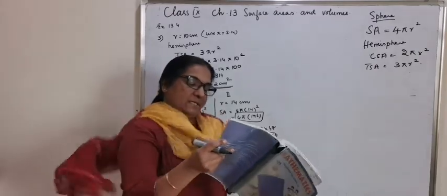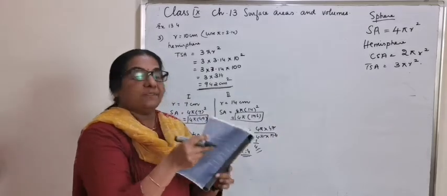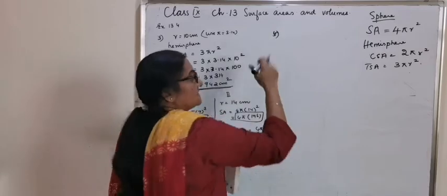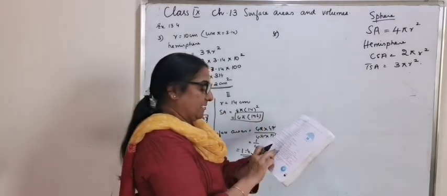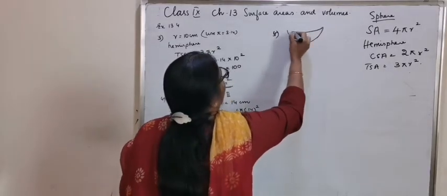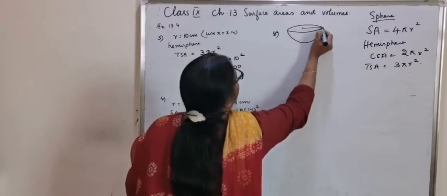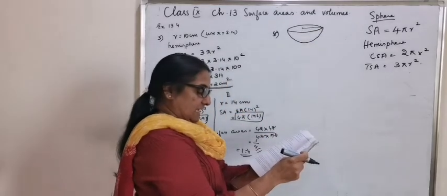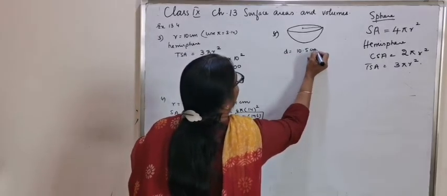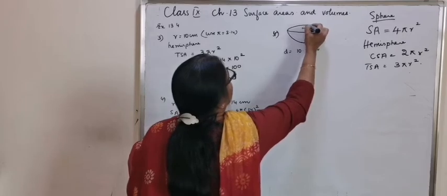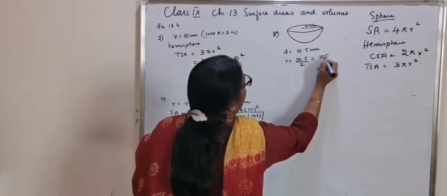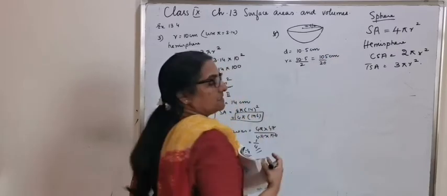The next question is, a hemispherical bowl. A figure will always help you to mark the surface you want to identify. A hemispherical bowl made of brass, you just draw a figure like this. A hemispherical bowl made of brass has inner diameter 10.5 centimeter. Diameter is 10.5 centimeter, so radius is 10.5 divided by 2, which is the same as 105 by 20 centimeter.